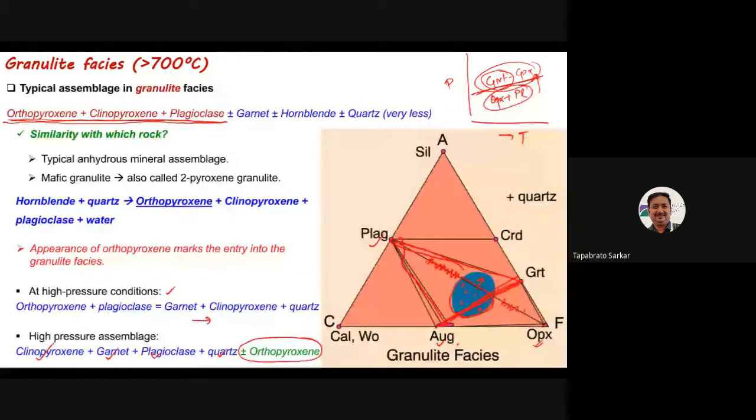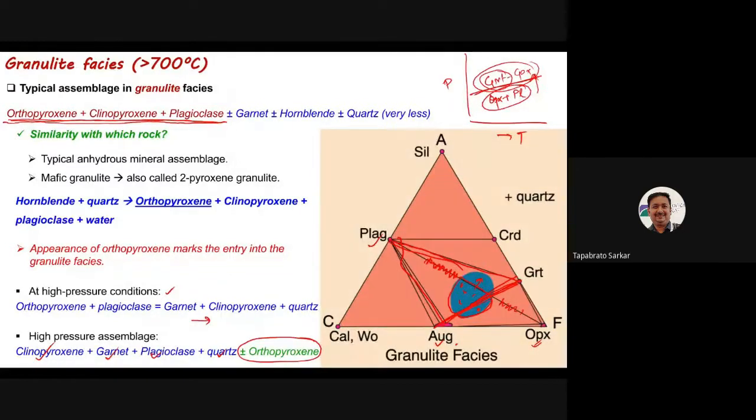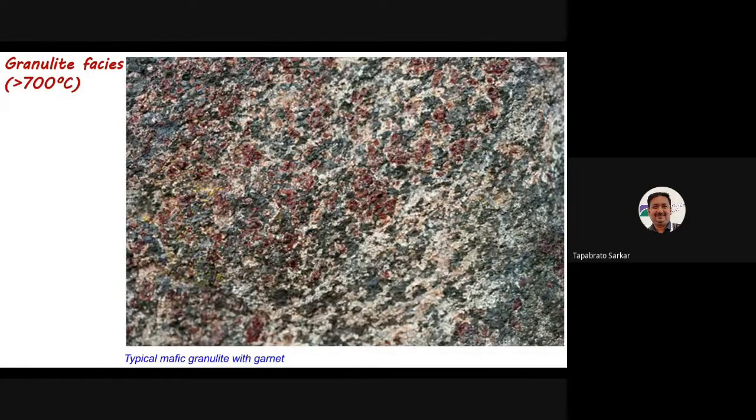The texture, the look of it will be completely different. Obviously, along with garnet, garnet is never there in the igneous rock. But otherwise, except the garnet, this mineralogy is exactly the same as that of the mafic igneous rock that we started with. That's a very interesting part of the metamorphism of the mafic rock: what we start with, hydration, ultimately after metamorphism we reach such a condition.